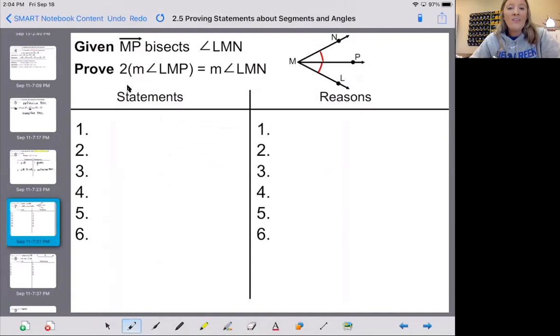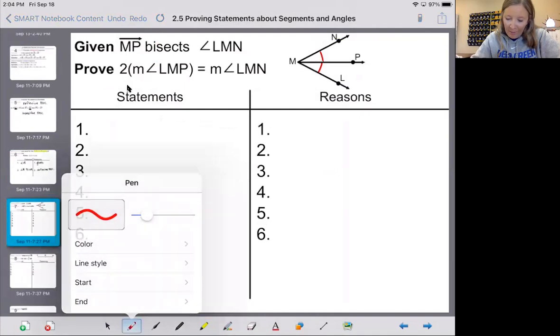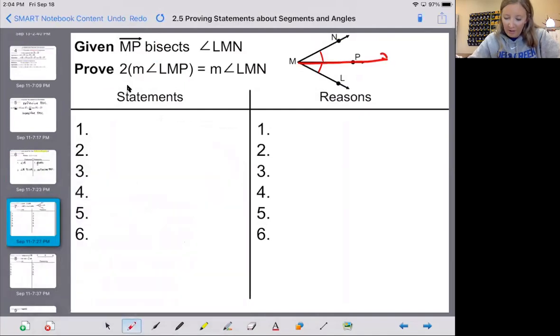Okay, so it says ray MP bisects angle LMN. So look at the picture. We have ray MP bisecting the larger angle there. Okay, so that means that we have this angle here congruent to this angle here, right? Because bisecting means to cut in half. Now, I'm going to go ahead and write that down as my first line.